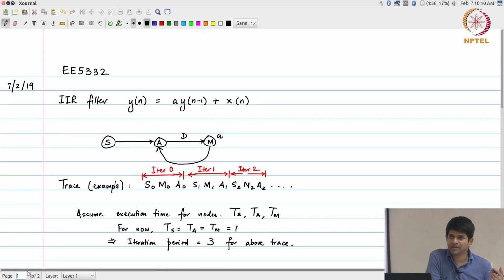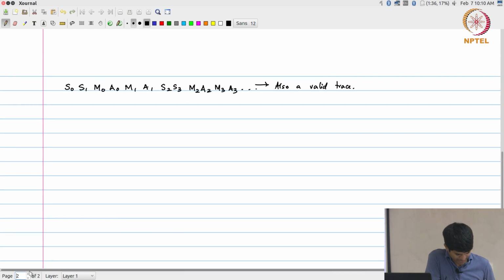But the adder and the multiplier have cross connections, okay? So there is a bit more of a restriction in terms of what we can do over there, which is why after M0 I can't really have M1, right? Because M1 depends on the output of A0 and A0 of course depends on the output of M0. Therefore this sequence M0, A0, M1, A1 is fine.